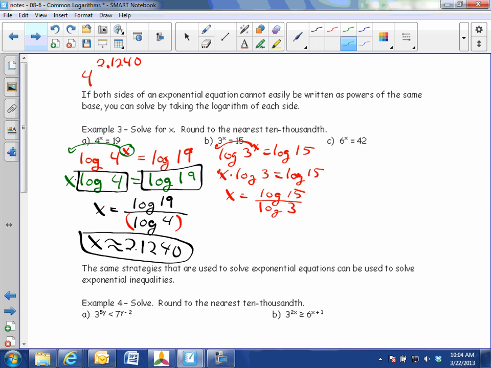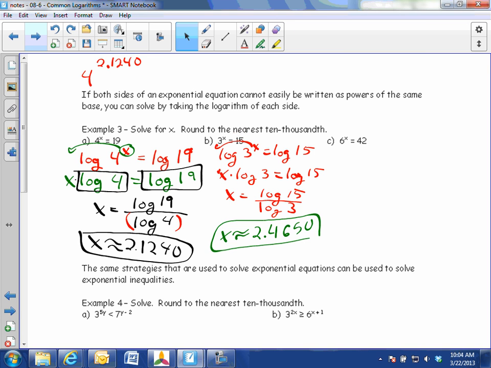All right, so what did you get for your x on this guy? 2.464. 2.4650. Got it. All right, do we need to do the last example?